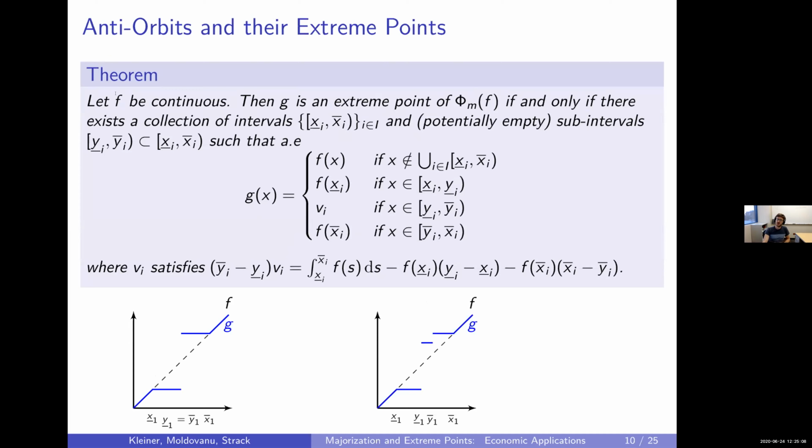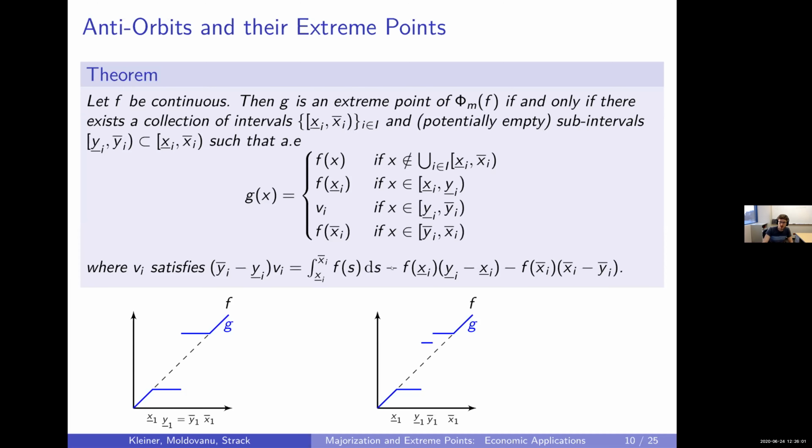So suppose here that the function F is not only non-decreasing, but it's also a continuous function. Then G is an extreme point of the anti-orbit of F if and only if you can find a countable collection of intervals, and potentially some sub-intervals of these intervals, such that the following holds. Again, outside of this collection of intervals, the function G equals the function F. Now, on each of these intervals, from x lower bar to x upper bar, the function G takes the value F of x lower bar on the first part of the interval, takes the value F of x upper bar on the last part of this interval, and it might take some value v_i in between.